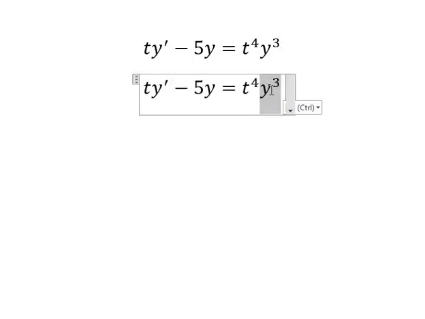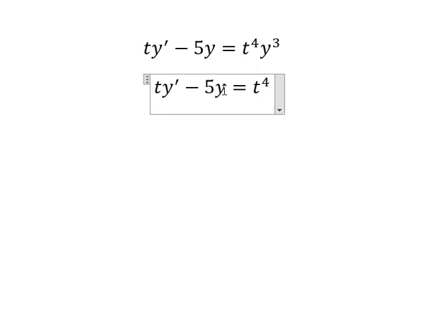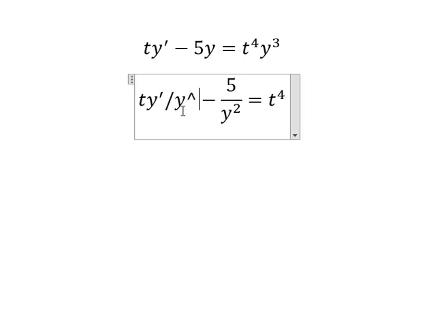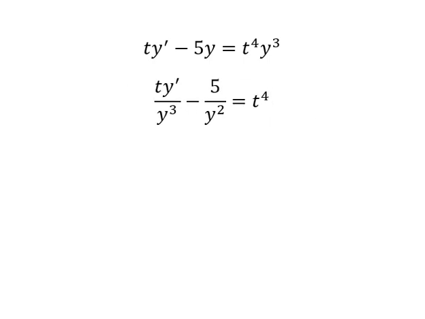We divide both sides by y to the power of 3. So we have it like this. Now we have 1 over y squared times the first derivative of y over y to the power of 3. This is about Bernoulli's equation.